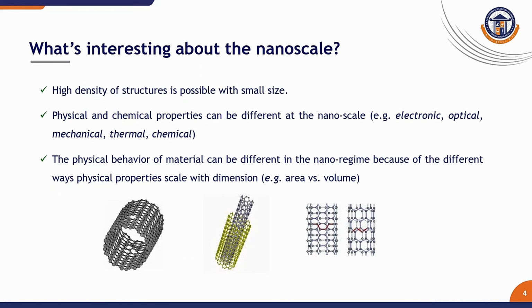At the nanoscale, the density of structure increases, which means more information or material properties can be packed into a small size. Properties such as optical, mechanical, electronic, thermal, and chemical can change at this scale. This happens because physical properties do not scale linearly. For example, area and volume scale differently as size shrinks.